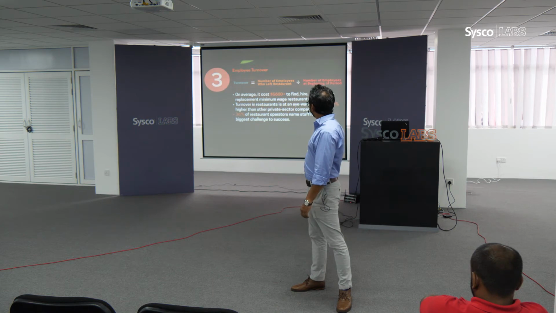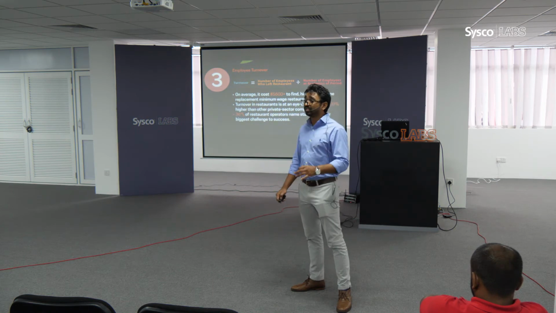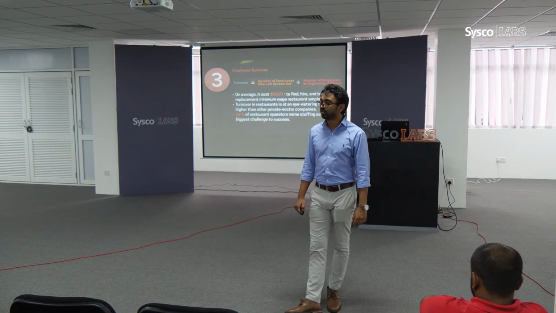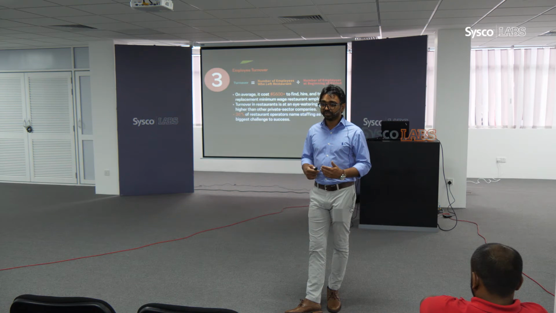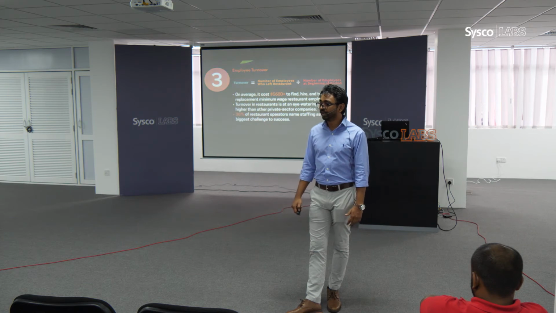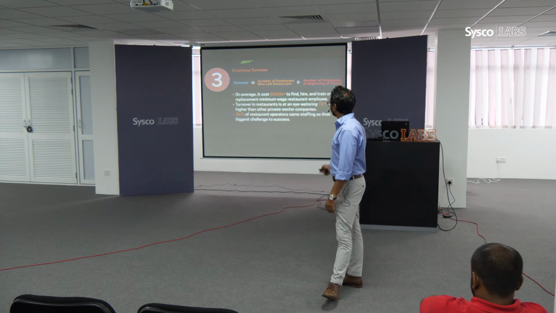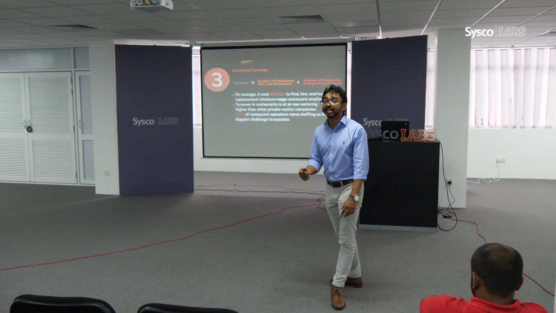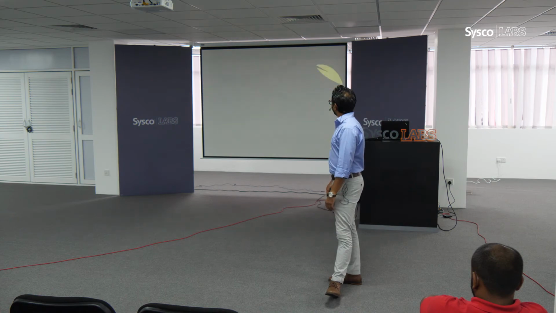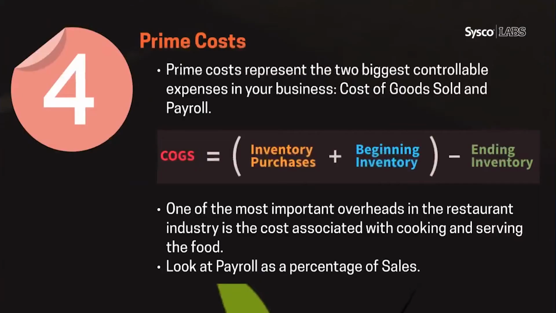Why is it a problem? Because there is a whopping 72% turnover in the restaurant industry, right? That means, say you have 10 employees that you start off your business with, 1 year down the line, 7 to 8 of them have left, right? So it's a big challenge for restaurants, as well as something that they want to keep track of, and obviously track the employee turnover.